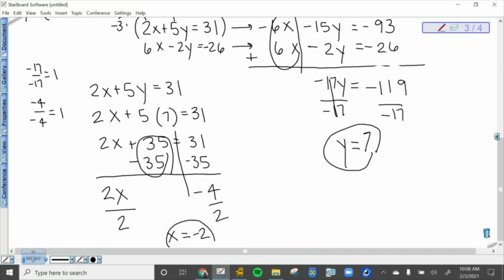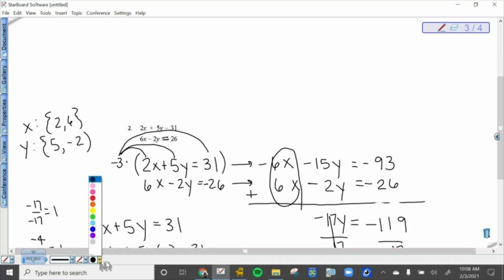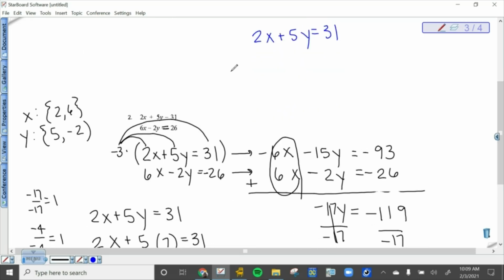Okay, and then we check ourselves. We don't have time, but we should do it anyway, because this is part of the process that I want you to get into the habit of doing. You always want to check yourself. So we said x is negative 2, y is 7. So 2 times negative 2 plus 5 times 7. Does that equal 31?